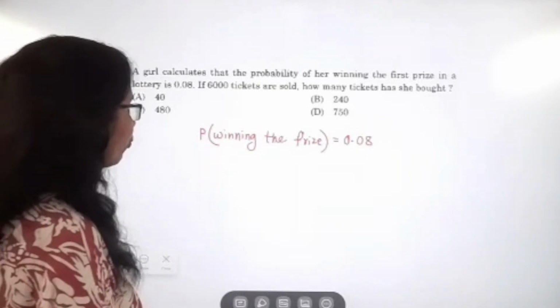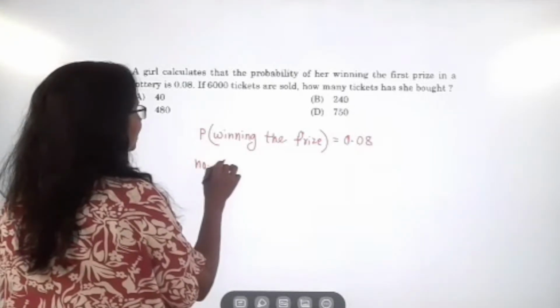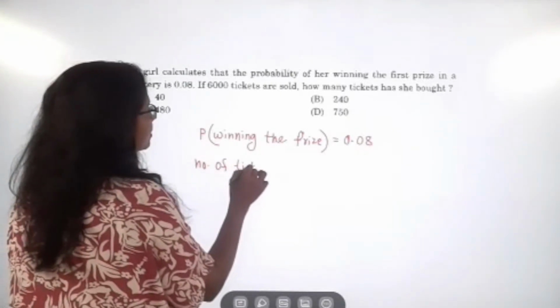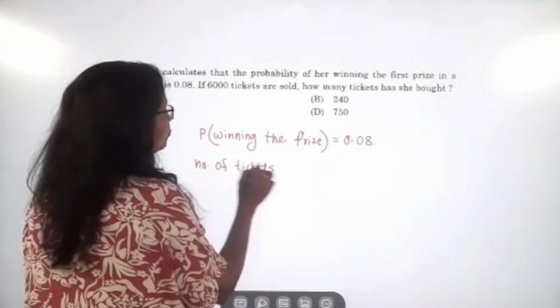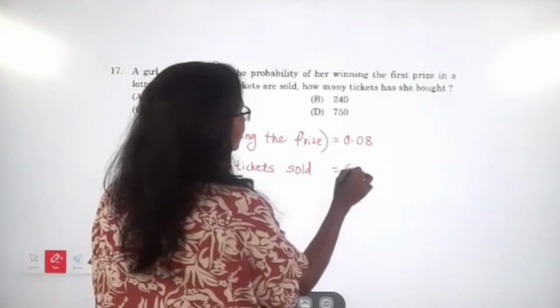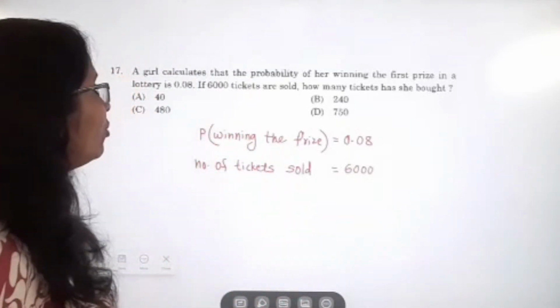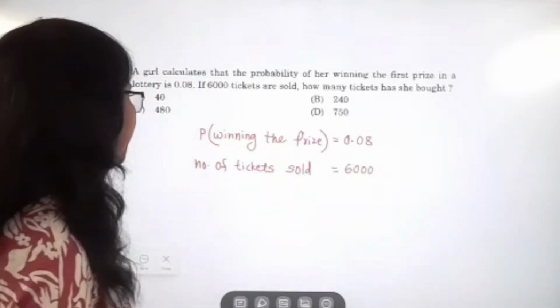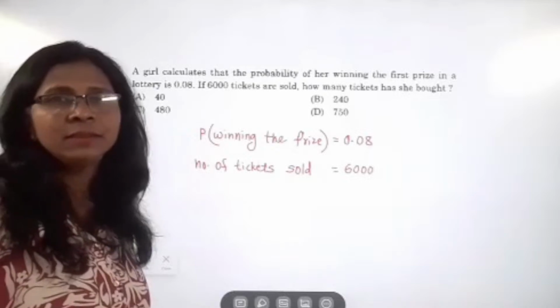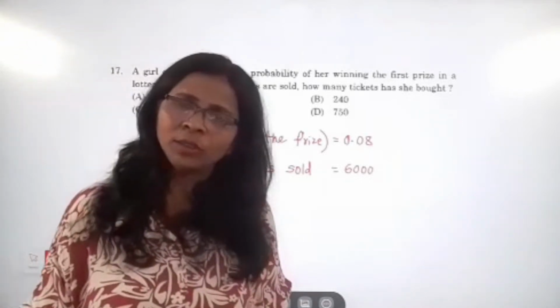Here 6,000 tickets are sold, so the number of tickets sold is equal to 6,000. And how many tickets has she bought? That is, the tickets sold and the tickets she bought.